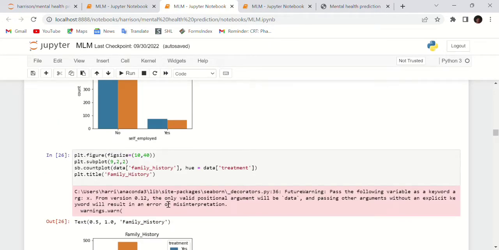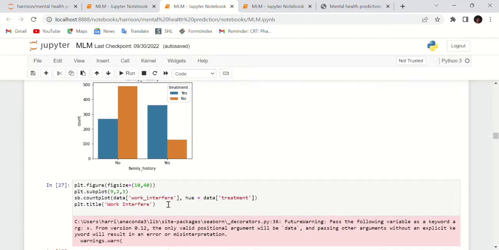Family history and treatment. We observe that treatment is directly proportional to family history, hence this is an important factor. Work interfere and treatment. We observe that the people who chose sometimes were the largest group who wanted to get treatment. This group of people are the ones who are reluctant to choose either of the extreme categories.